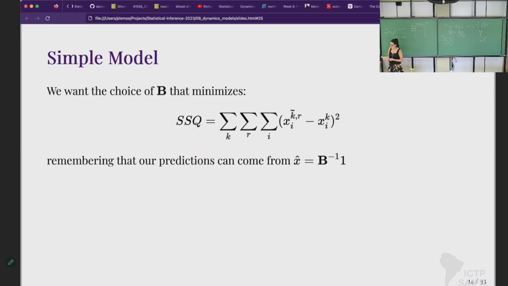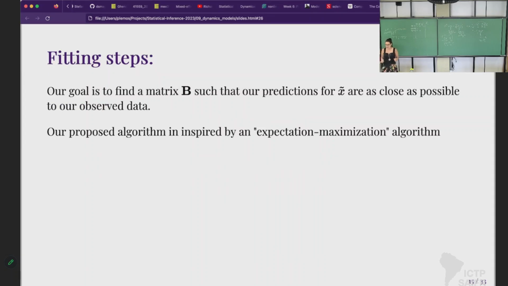So what we want to do then is to minimize the sum of squares given by our predicted value and our observed value, remembering that our predictions come from inverting this matrix B, or using the pseudo-inverse of this matrix B. So our fitting step is one of the steps. There are different ways in which we can do this, and we have done this in different ways in the papers that I mentioned. But what I'm going to show here is one of the ways that we can do this. Our goal is to find this matrix B such that our predictions for our abundances are as close as possible to our observed data.